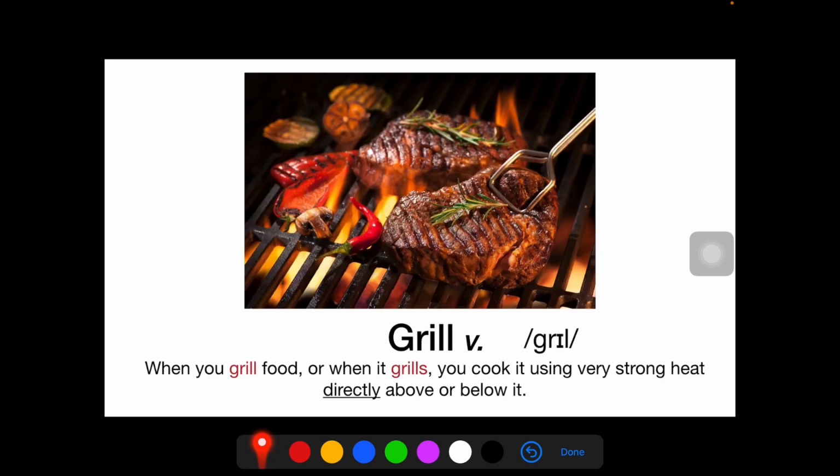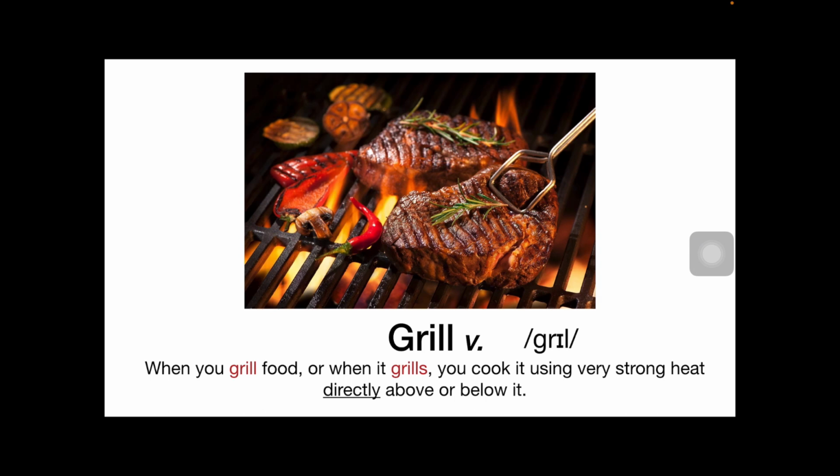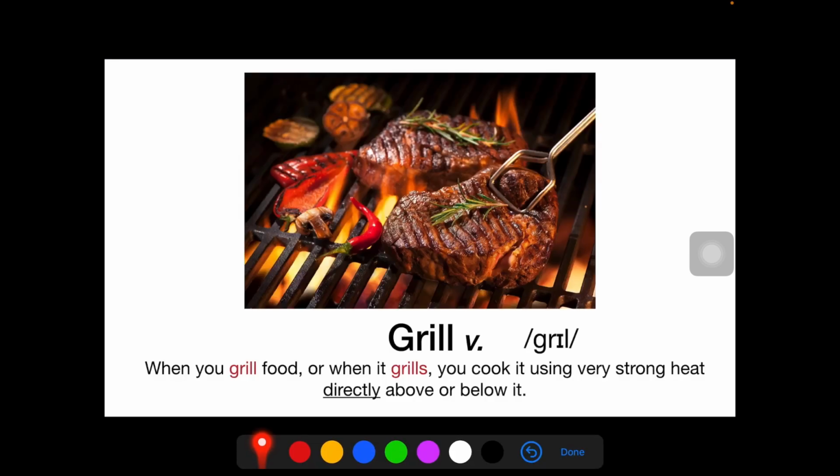Next to serve, grill. To grill food, you use a very strong heat directly above or below it. For example, in this one, you can see the heat or the fire right underneath the meat, under the stick. That is grill. That's it for the cooking verbs that we need to look at today.